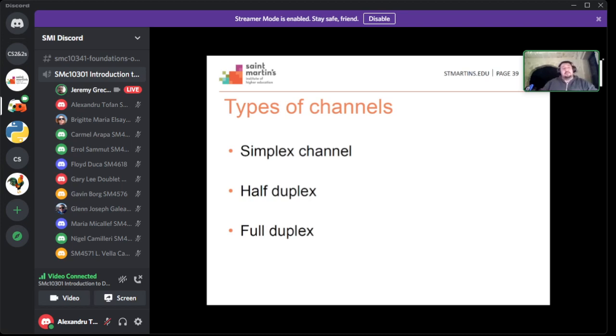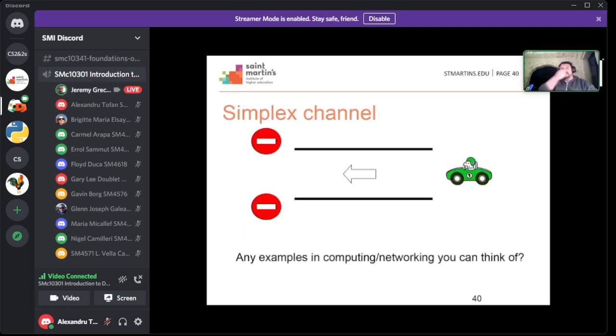Now, different channels also make use of different forms of communication: a simplex channel, a half duplex channel, and a full duplex channel. These different types of channels determine how communication is actually going to happen across that particular medium. A simplex channel is one in which data flows in one direction and not in the other. Can anybody come up with an example of some form of communication that works in this manner?